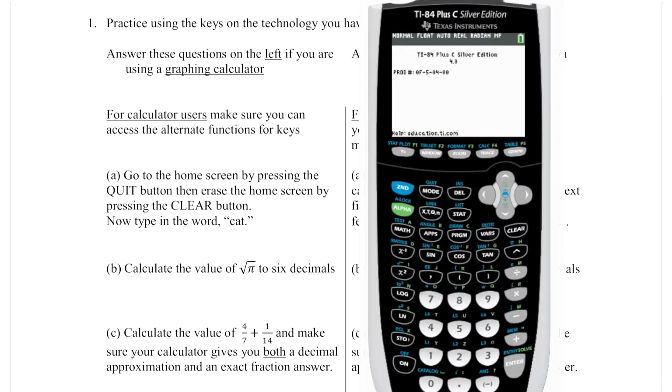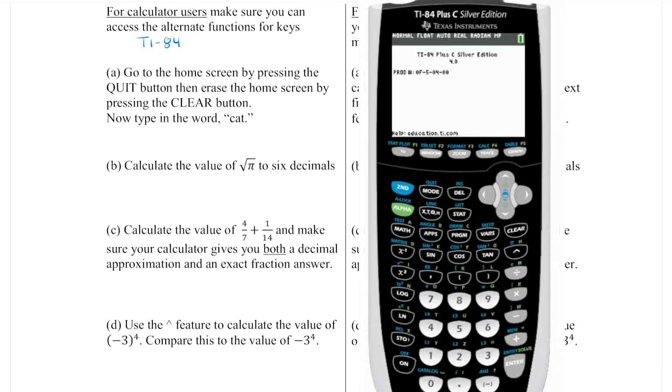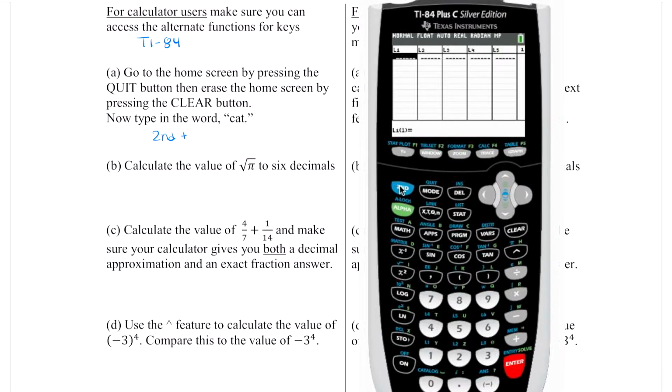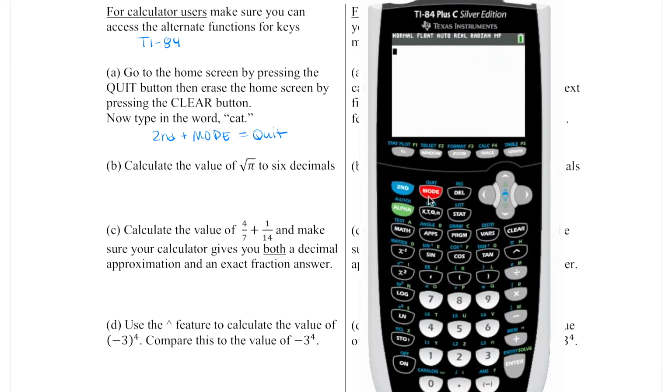Okay, so let's answer these questions on the left with the graphing calculator, the TI-84. Part A. Let's go to the home screen, and here it says just press the quit button, but the quit button is under here in blue. So say I had accidentally pushed this button here, and I find myself in this table and I don't know where to go. I'd hit the second plus mode to get to quit. And that gives us quit. So second mode, and that quits to my home screen.